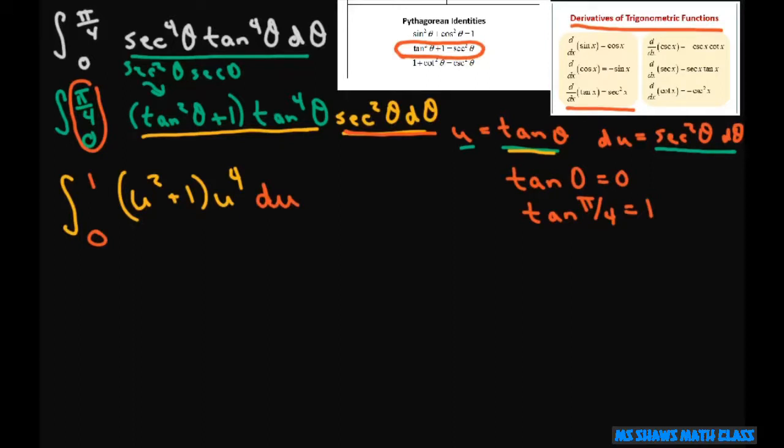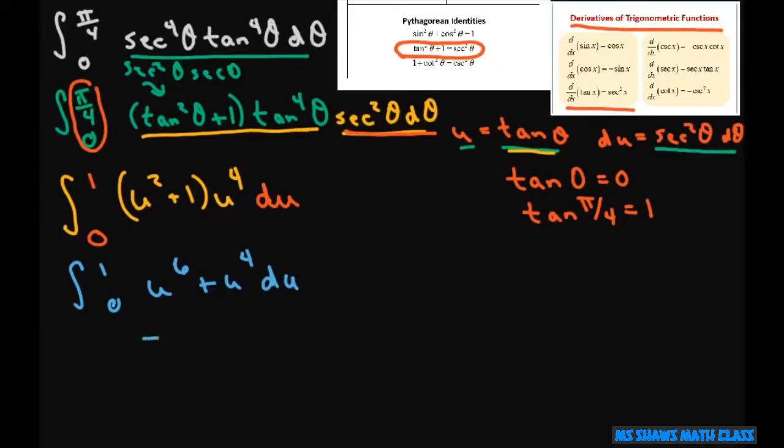So now we can finish this off, and we'll go ahead and distribute here. So you get u to the 6th plus u to the 4th, du. And now we can integrate.